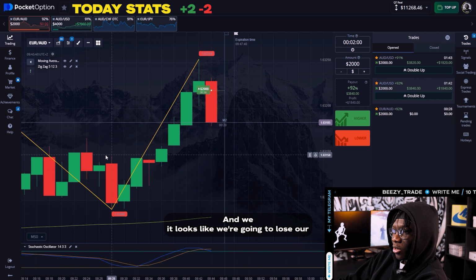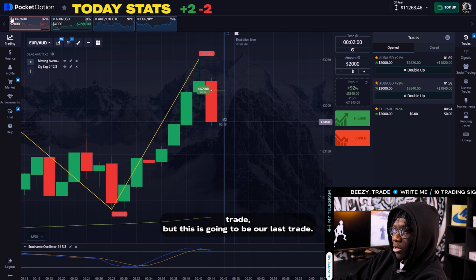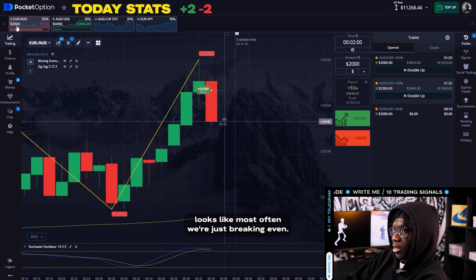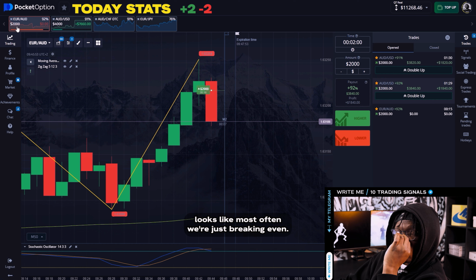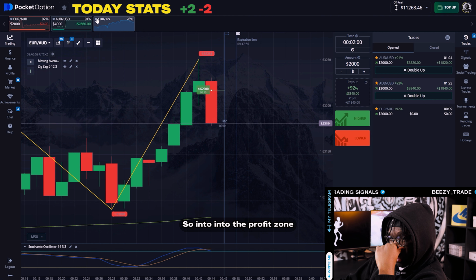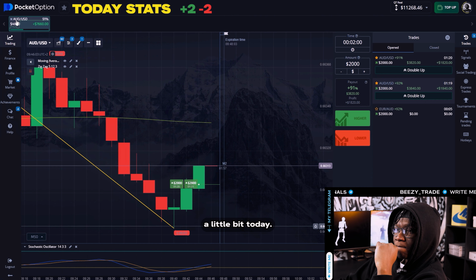And looks like we're gonna lose our Australian dollar AUD trade. But this is gonna be our last trade. As you can see, we made some trades, but looks like most often we're just breaking even, and this might just be the trade we need to enter into the profit zone a little bit today.